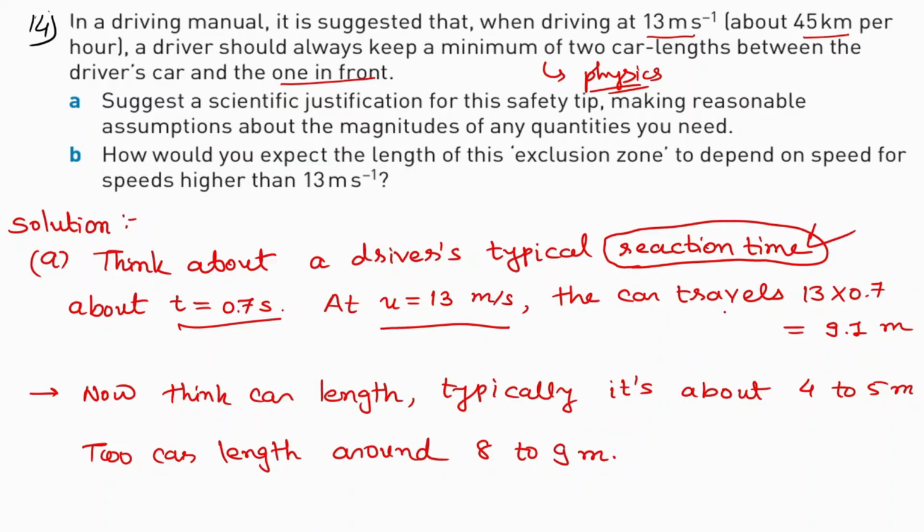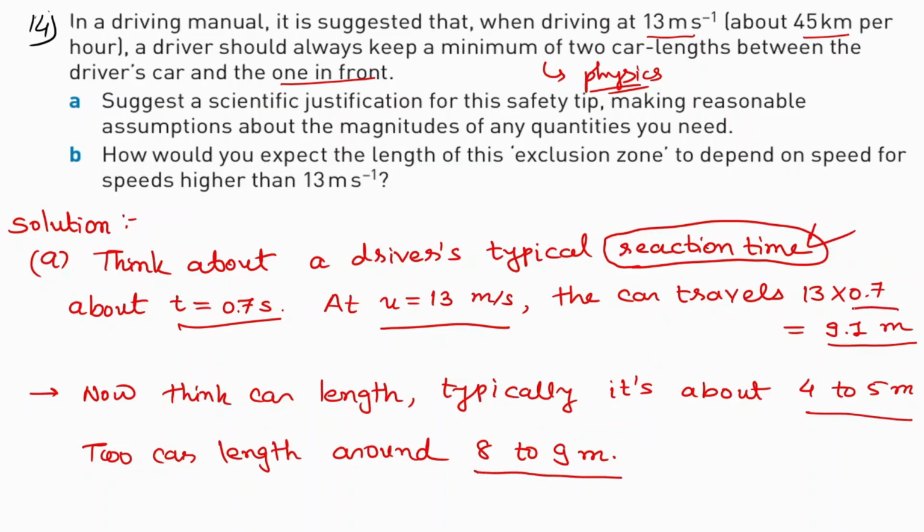Now the car travels during the time interval of the reaction time. So it is about 9.1 meters. So the 9.1 meters shows the distance traveled by the car during the reaction time, when the driver is actually reacting to this obstacle. So now think of car length. What is car length? Typically, it's about 4 to 5 meters, and we need to consider two cars here. So it is multiplied by two, meaning 8 to 9 meters.